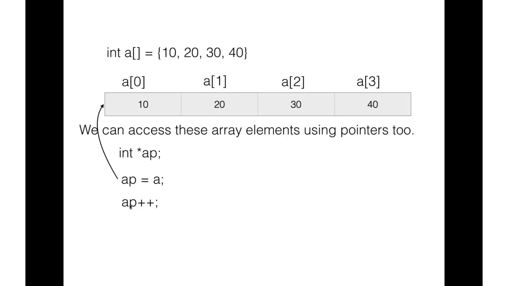We increment AP, which is the memory location, so that we can traverse this entire array. So the memory location is incremented by the size of the integer variable, which is essentially the address of the next element. And we can print the element itself using the asterisk notation. So let us see this concept with a simple C program in action.